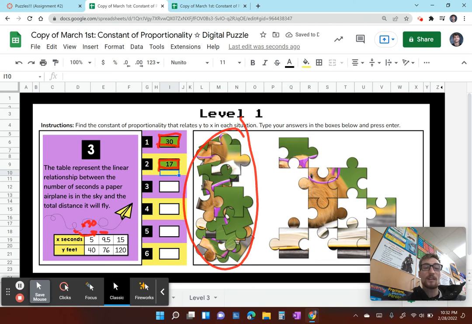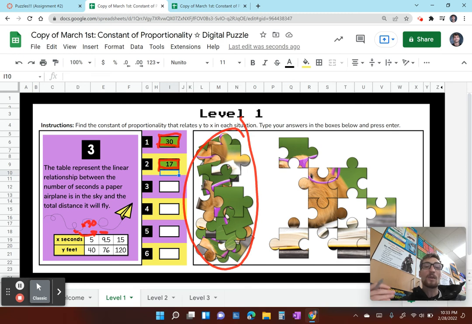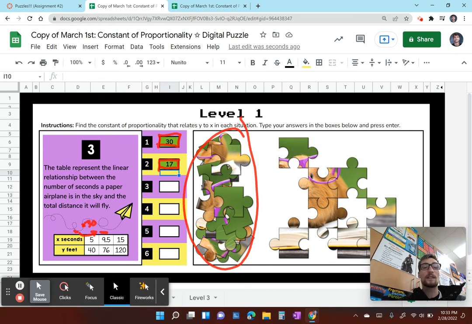But now it gets a little bit harder. It doesn't tell me per 1 second in my table. It tells me how many feet per 5 seconds. And this is where we can work backwards. If we don't know what we need to multiply 5 by to get to 40, or 9.5 by to get to 76, you can take your y value and do what with it? That's right. Divide it by your x value. So your y divided by your x. And that'll give you your constant multiplier, or your constant of proportionality, we call it.